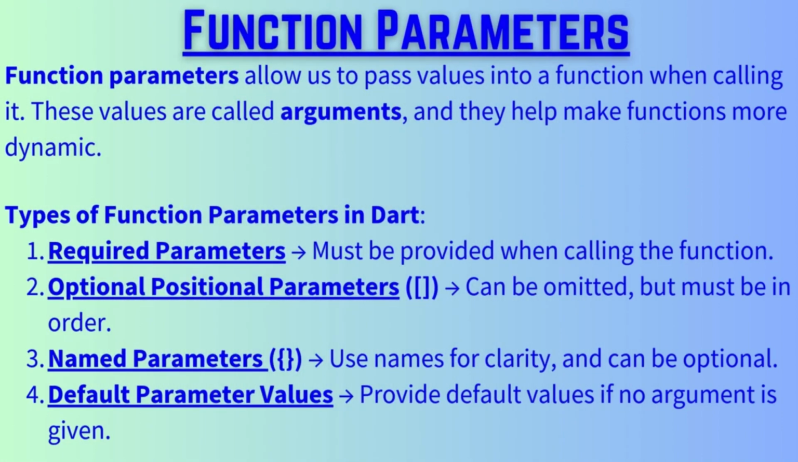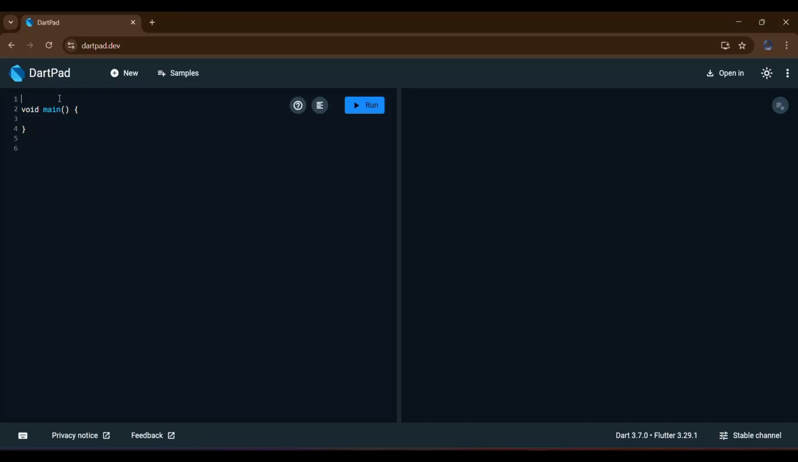Second, there are optional positional parameters. These are enclosed in square brackets, meaning they are not mandatory. If we provide them, they must follow the correct order. Otherwise, the function might not behave as expected.